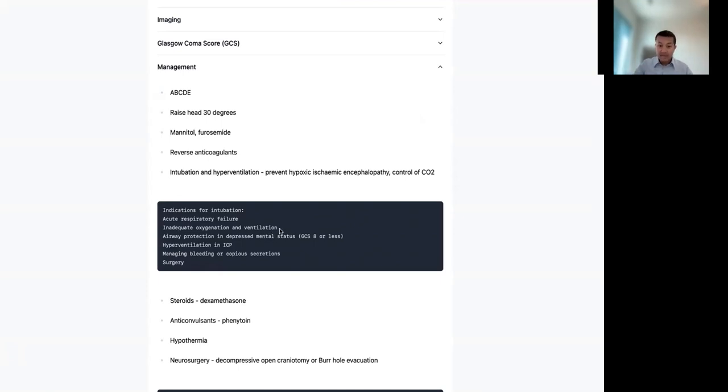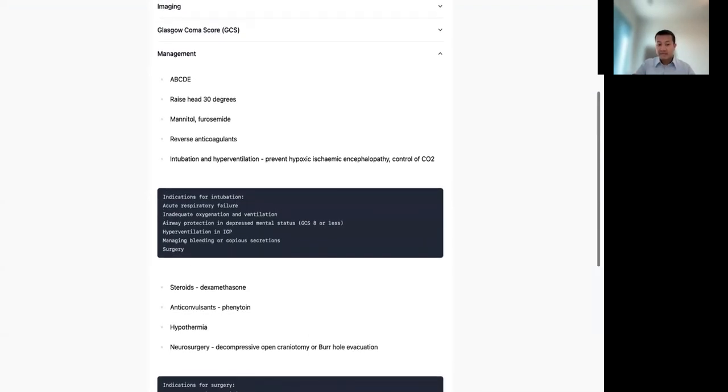That is in COPD patients. Eventually, they will go into respiratory failure if you don't intervene. Airway protection in depressed mental status, GCS 8 or less, 8 is inclusive because they cannot maintain the airway. Hyperventilation in ICP patients like this one, to control the carbon dioxide as well as to prevent hypoxic injury. Managing bleeding or copious secretions, again, sometimes in trauma patients there's a lot of bleeding inside the airway and you need to suck them out. And surgery is the most common elective reason for us to intubate the patients.